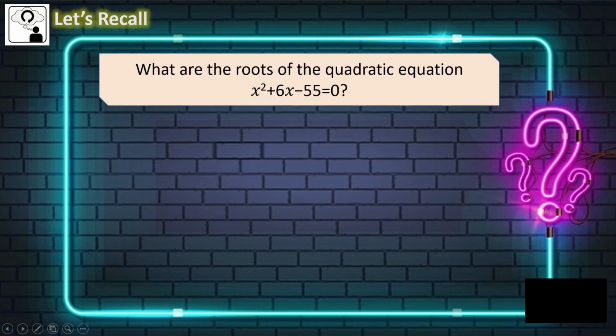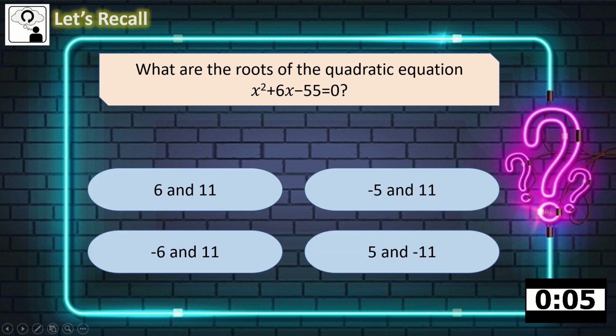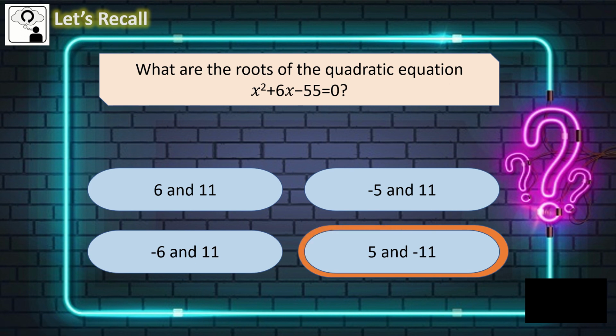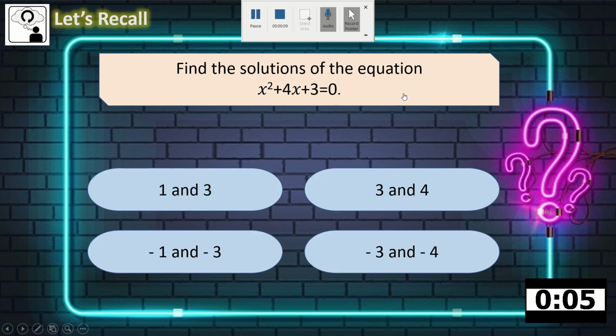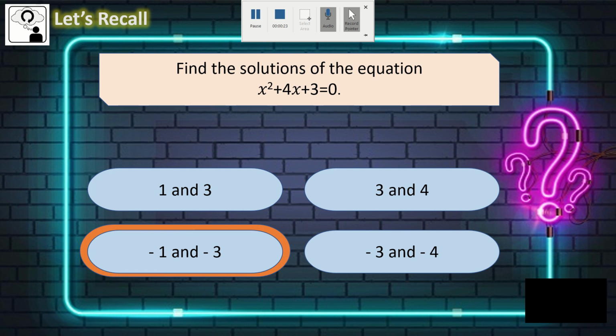Question number 1. What are the roots of the quadratic equation x squared plus 6x minus 55 is equal to 0? Timer starts now. Alright, time's up. The correct answer is 5 and negative 11. Okay, next question. Find the solutions of the equation x squared plus 4x plus 3 is equal to 0. Okay, time's up. And the correct answer is negative 1 and negative 3.